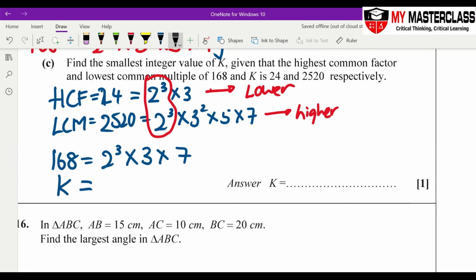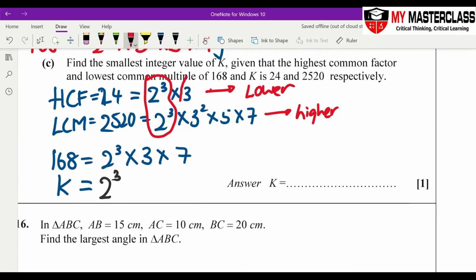If k doesn't have 2 to the power of 3, then the HCF cannot have 2 to the power of 3, because the lower power is also 2 to the power of 3. So k must have 2 to the power of 3. Understand? So Isabel, one more time.